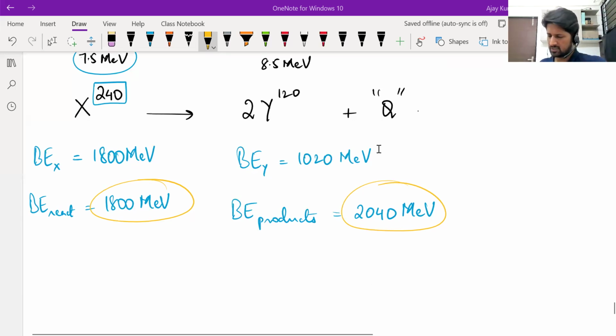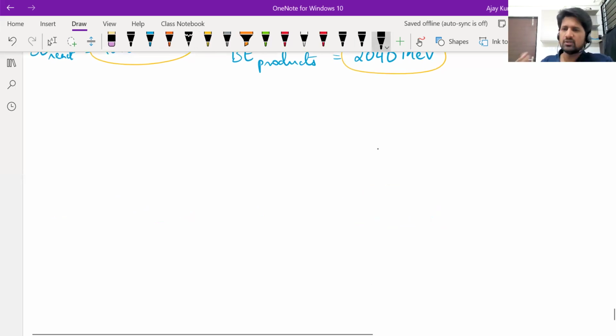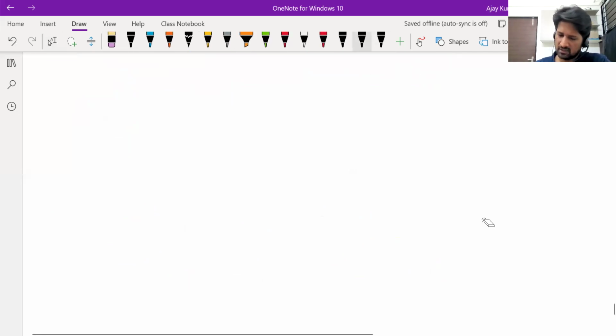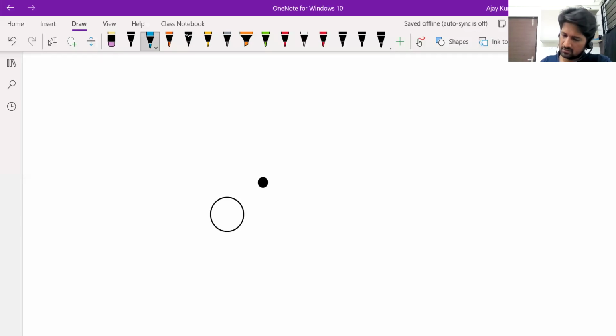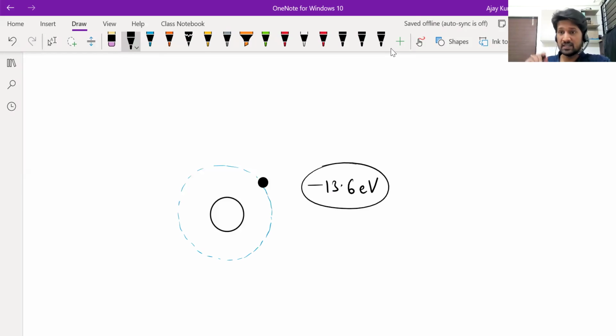I would like to explain something analogous here. We discussed atoms recently, so let's consider an atom. Suppose this is the nucleus and an electron revolves around the nucleus. Now, the energy of an electron in the first orbit of a hydrogen atom is minus 13.6 electron volts. This is the electron's energy.